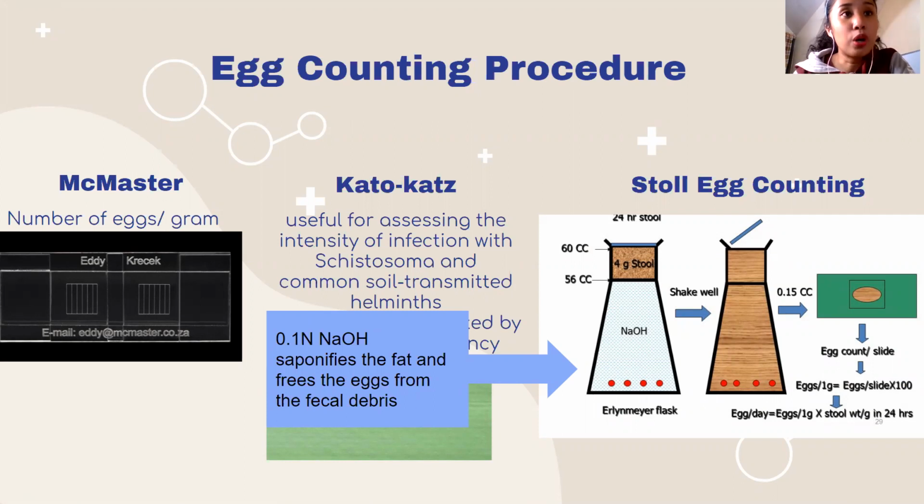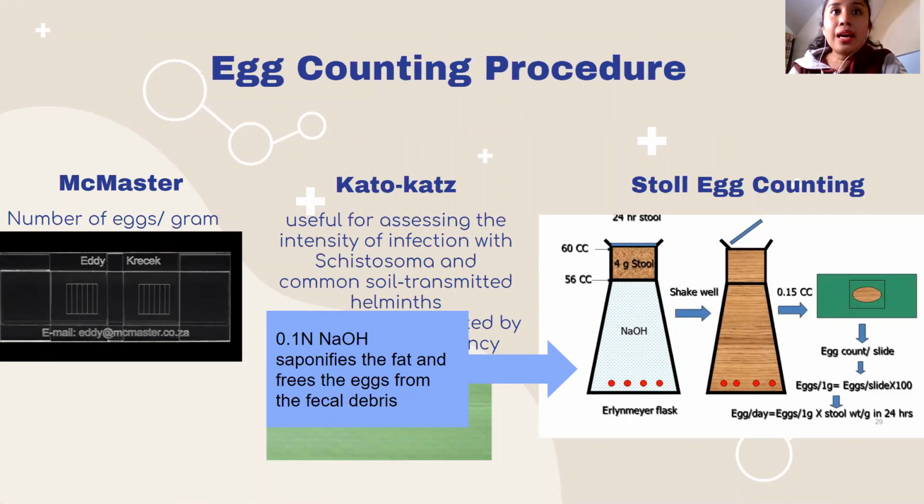So, McMaster, we already finished this. We use a counting chamber to quantitate the number of eggs per gram of your stool. Kato-Katz, class, so remember, this is your cellophane thick smear preparation, wherein we soak the cellophane in glycerin, in malachite green stain, with glycerin and distilled water. So Kato-Katz is good for quantitating the eggs in Schistosoma infection.